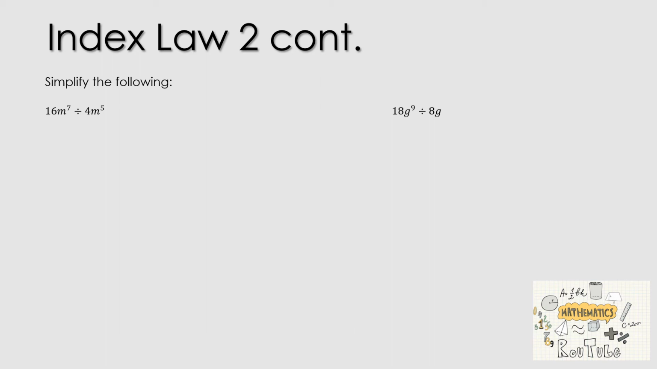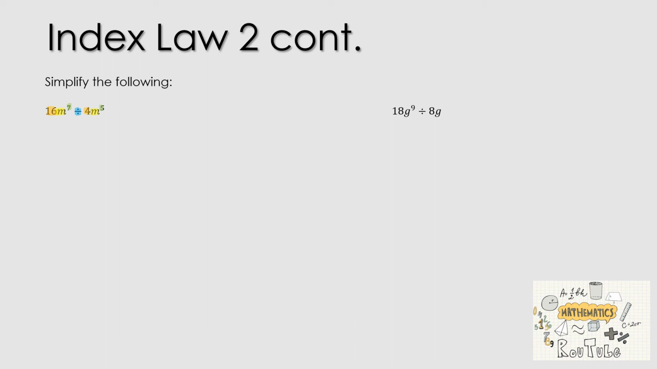16m to the power of 7 divided by 4m to the power of 4. Once again, I'm just going to highlight the coefficients. We've got 16 and 4, and then we've got our bases, which are our variables, and then we've got our indices. And once again, as always, it's really important to note the operation, because the operation leads you to work out which index law to use.